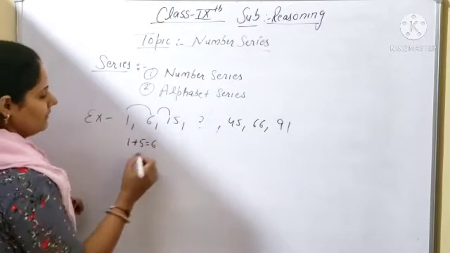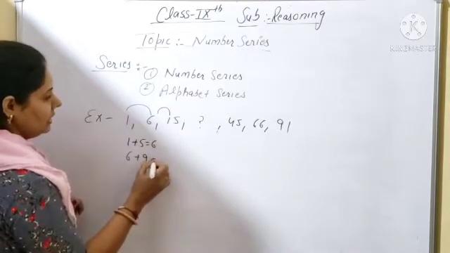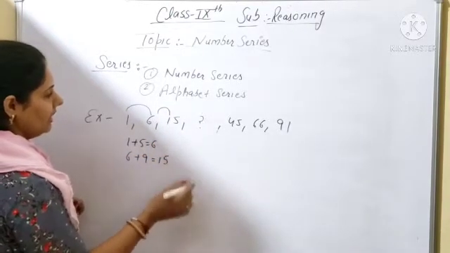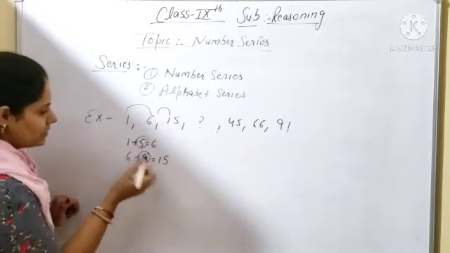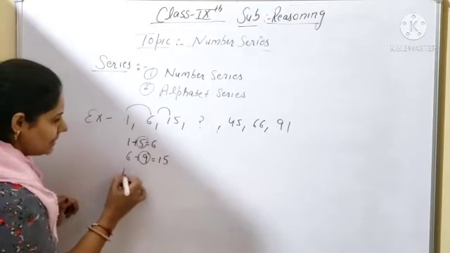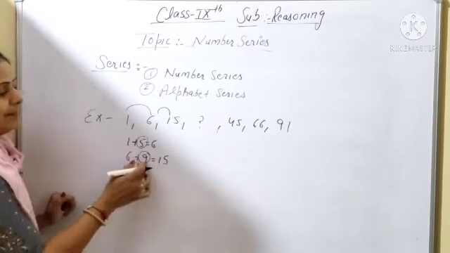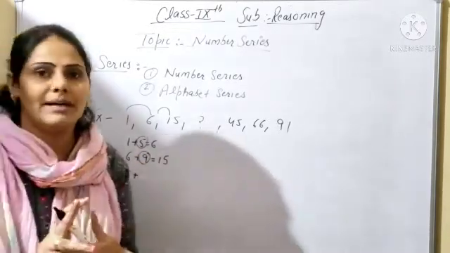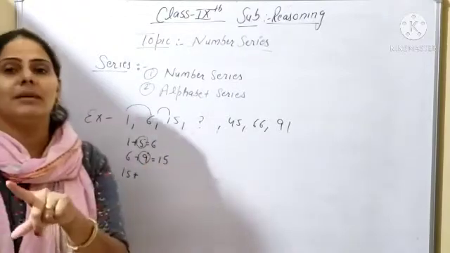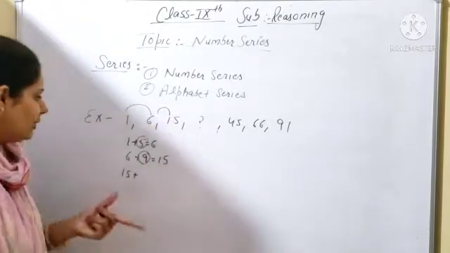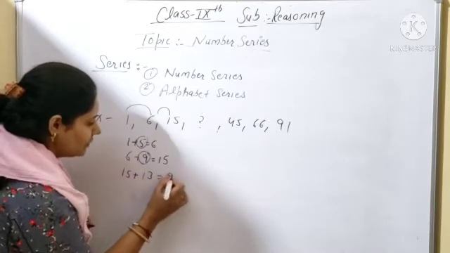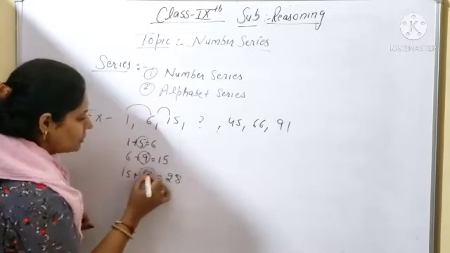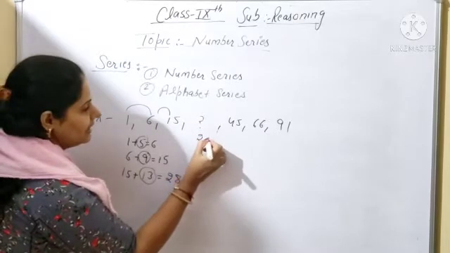After that, 6 plus 9, you are getting 15. Okay, after 5 you are getting 9. So after 9, what will be the next number? 5 and 9, what is the difference? 4. So after 9 the next number will be 13, because 9 plus 4 you will get 13. So 15 plus 13, what will you get? 28.